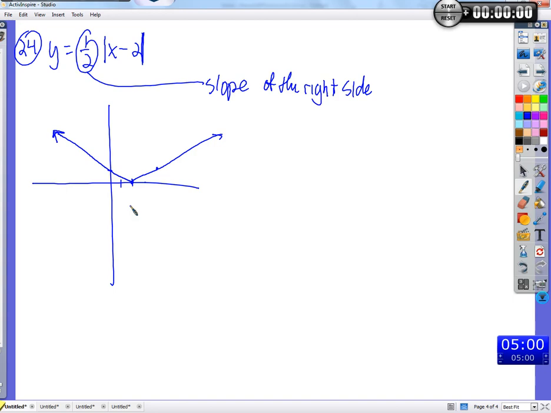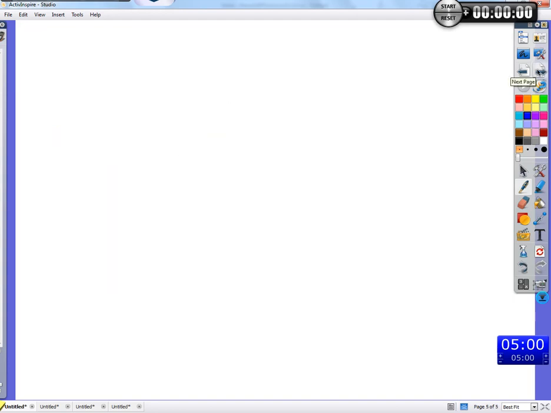Anything else? Yeah? Direct variation. Just direct variation, or do you have a specific problem? Like 14 and 18. 14 and 18.